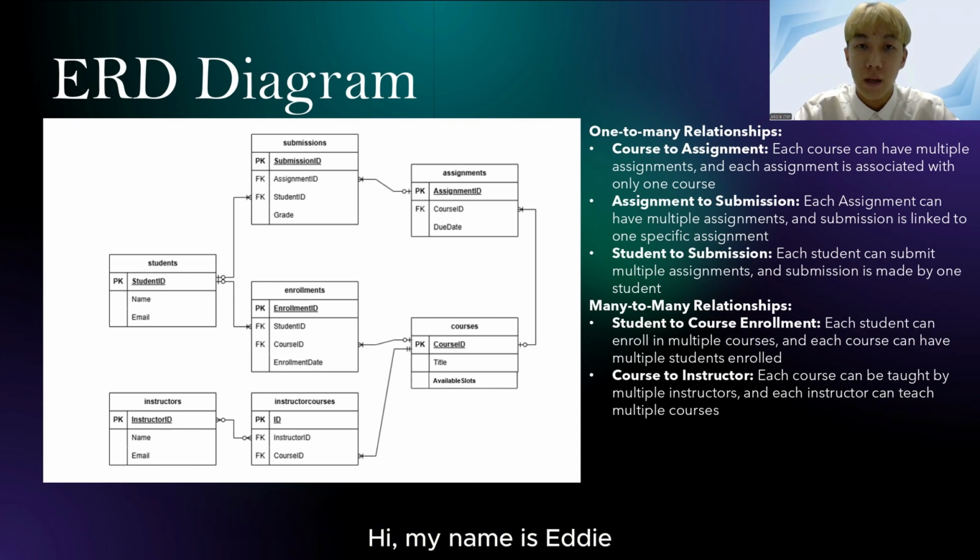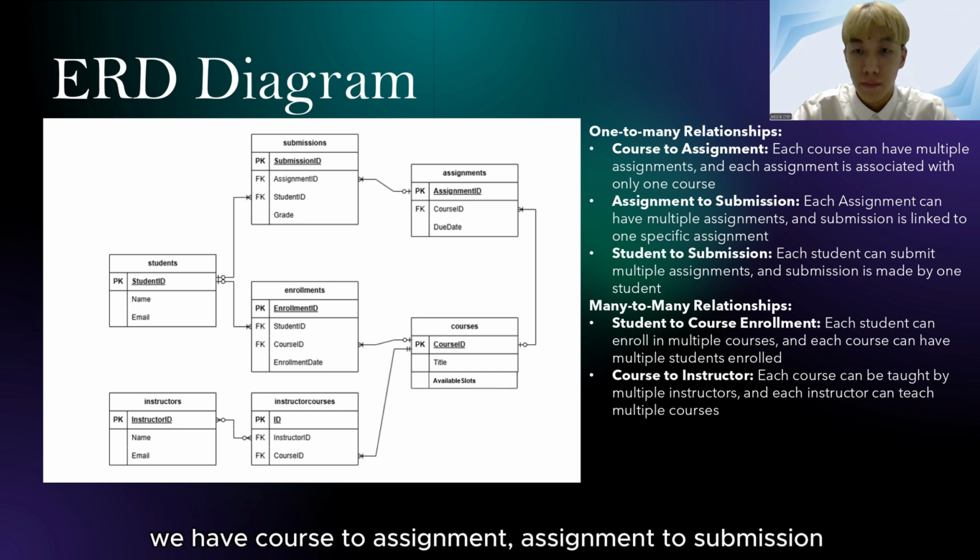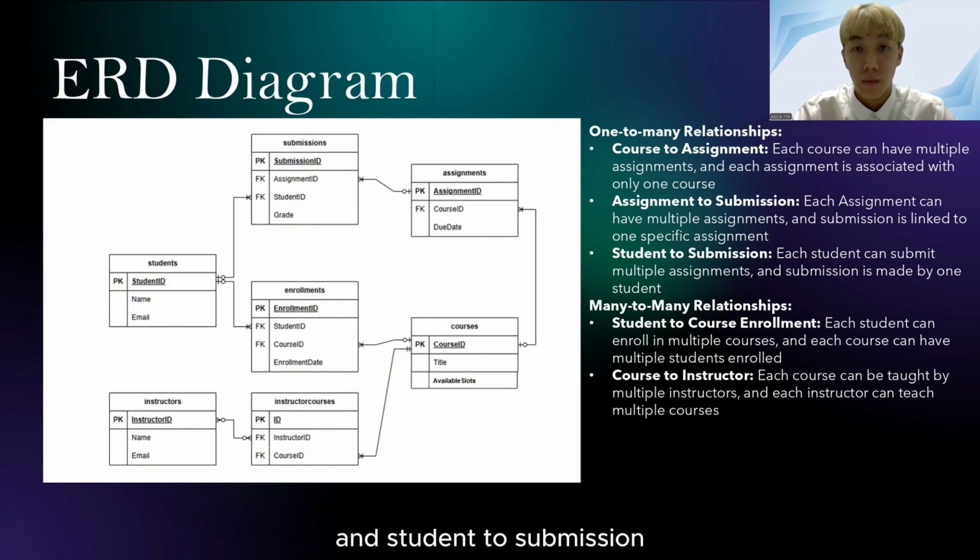Hi, my name is Eddie and I will talk about the ER diagram. In this diagram, we have two kinds of relationships: one-to-many and many-to-many. Let's talk about the one-to-many relationships first. We have course to assignment, assignment to submission, and student to submission.